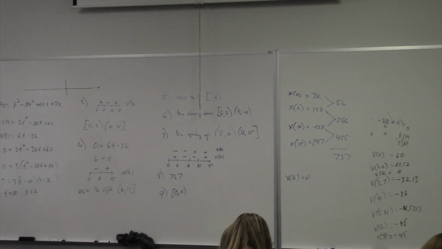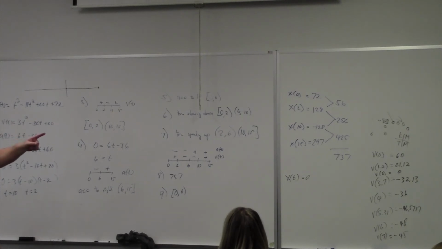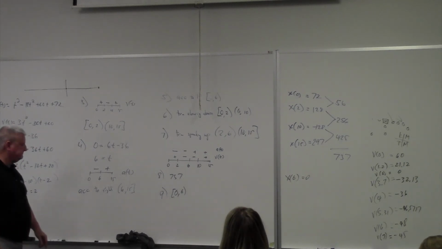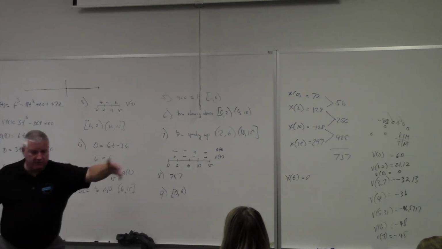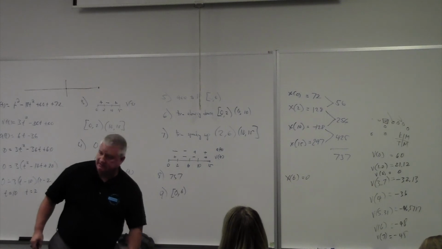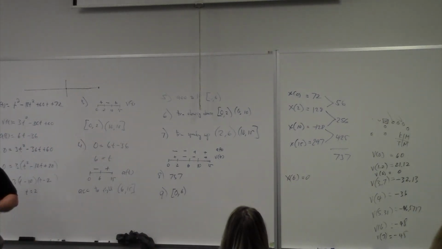How about in the context of the problem? When is the position increasing? Anytime the trailer is moving to the right. And when is the trailer moving to the right? From when to when? 0 to 2, to start with, the position is increasing. And then also from 10 to 15, the position is increasing.